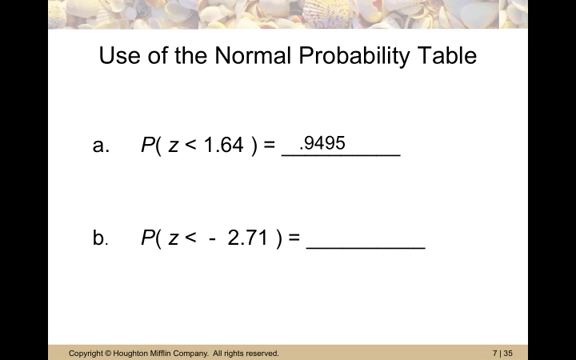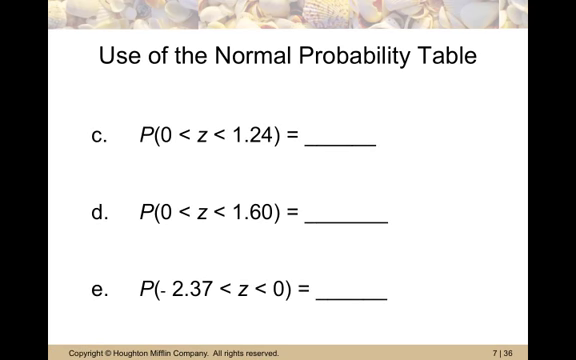And you're going to use the entry because this is less than, which means we want the area to the left. And so that's 0.0034. All right, for 0 less than z less than 1.24, you're going to take the area to the left of 1.24 and subtract the area to the left of 0, and that's going to give you 0.3925.